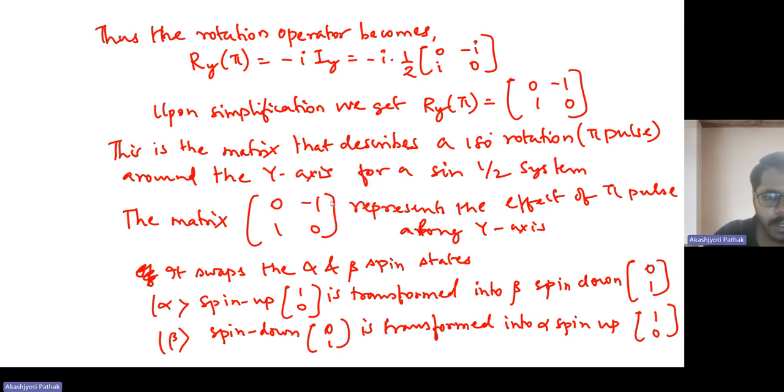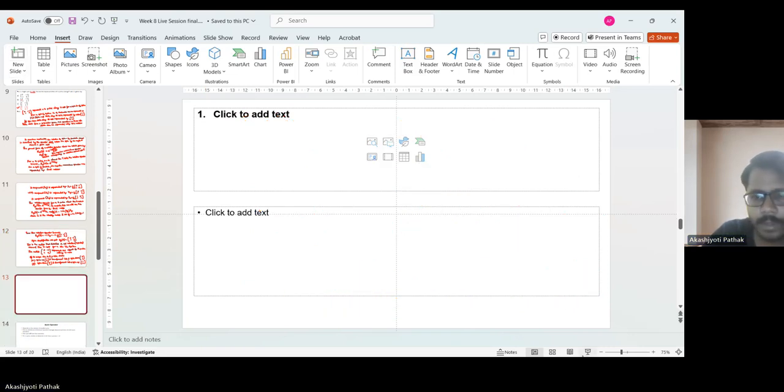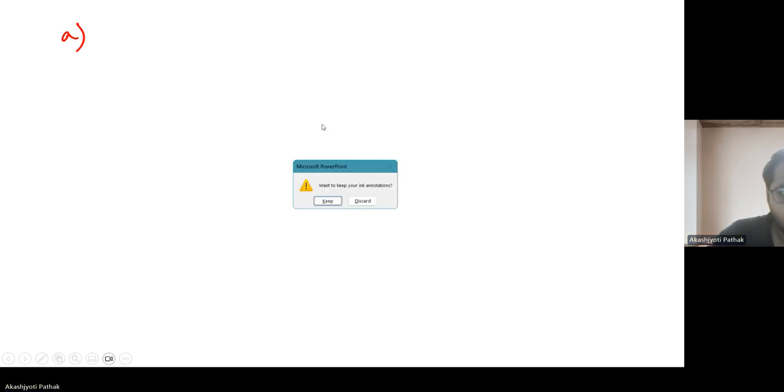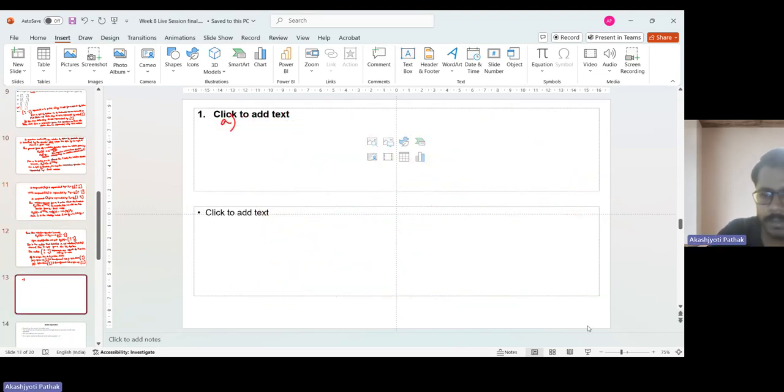Now we'll look at why the other options were incorrect. Your option A was [0 -1; -i 0].